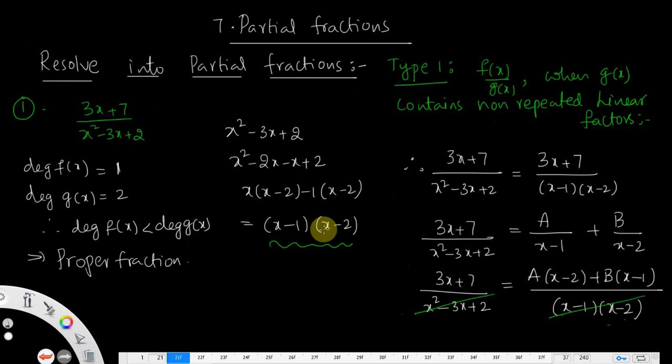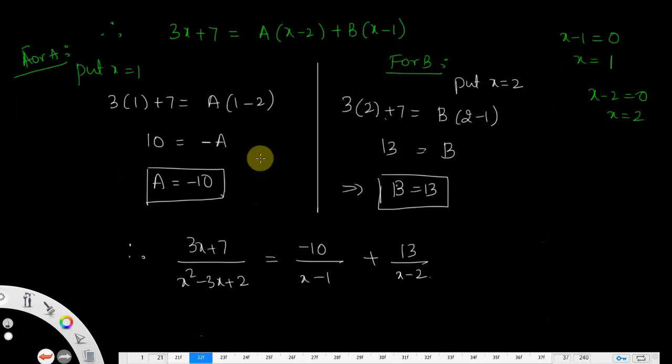Then you get x minus 1 and x minus 2 as factors. Two factors means two constants, a and b. Let us consider a by the first factor plus b by the second factor. Taking the LCM, the denominators get cancelled, and then 3x plus 7 equals the numerator terms. We have to get 3x plus 7 equal to a into x minus 2 plus b into x minus 1.